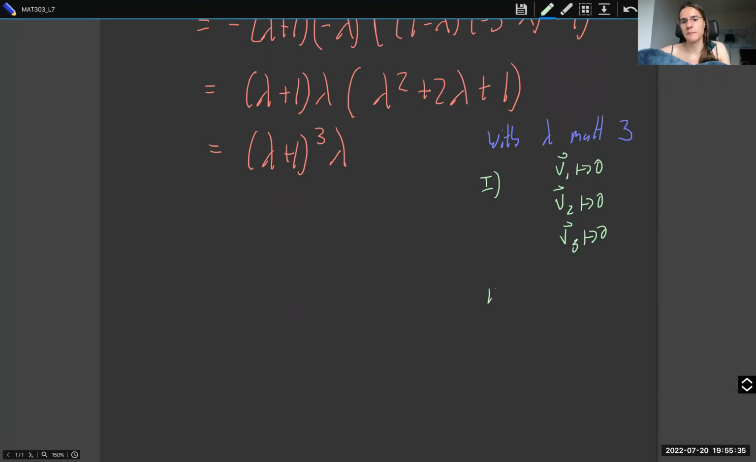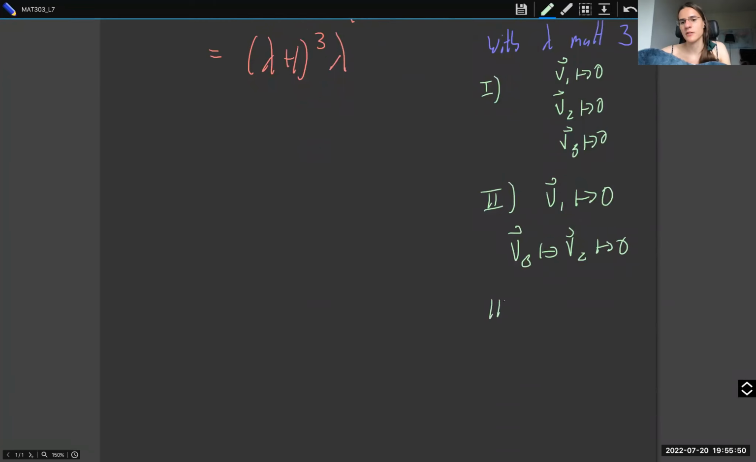The second possibility is that, let's say, V1 gets sent to 0, and also V2 gets sent to 0, but then V3 gets sent to V2. And what's the third possibility?